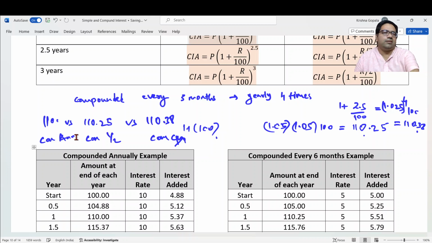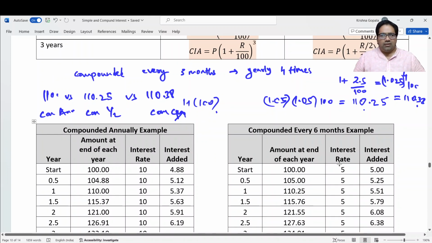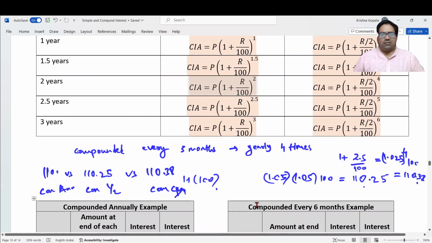Compounded quarterly, what does that mean? Every third month, whatever interest has accrued, you add, and then you calculate interest over that. In compounded half yearly, every 6 months you keep adding the interest of 5% on this amount. So compounded quarterly is actually worse than compounded every 6 months if you are taking the loan, because you have to pay more. If it is compounded every 1 year, then that is better, right?